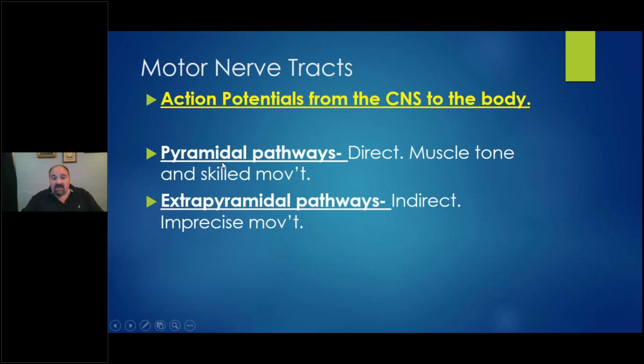And we'll see the terms pyramidal and extrapyramidal pathways. Remember that pyramidal pathways are direct pathways dealing with muscle tone and skilled movement. As you're all sitting here watching this class, you're not just slumped over. You have some form of tone to the musculature, the postural muscles supporting you, and the pyramidal pathways are doing this through a direct connection. The extrapyramidal pathways are indirect and deal with more imprecise movement, whereas skilled movement, fine motor skills, and muscle tone are pyramidal pathway.